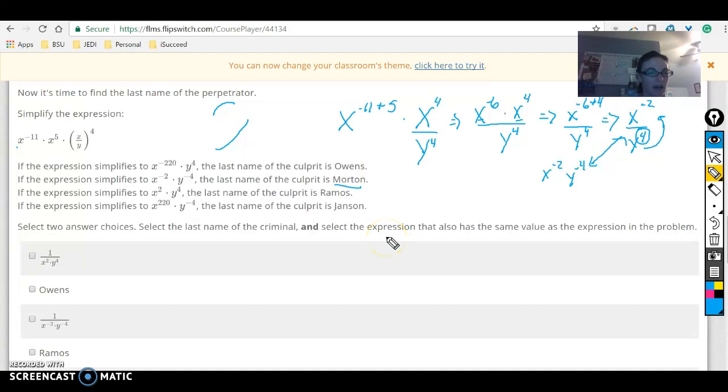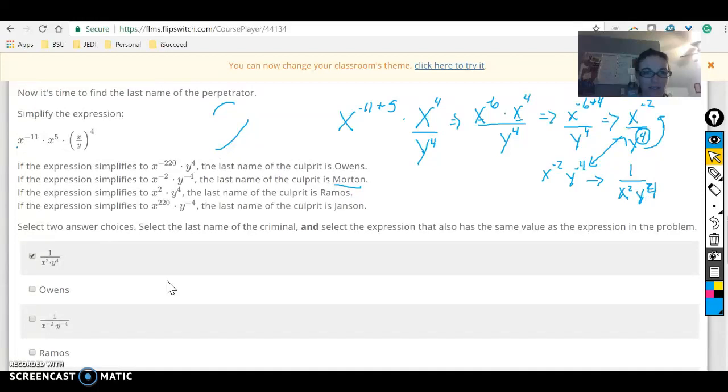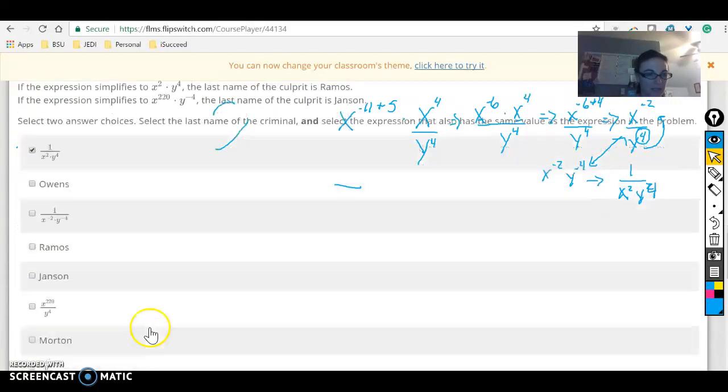All right. So let's see. This is going to simplify, as we've already decided. This is one way to write it. Another way to write this would be 1 over x squared y squared. If I wanted to move both variables into the denominator, I just have to switch the sign of the exponent. So that will work. We decided that it was Morton, so we want to click on Morton.